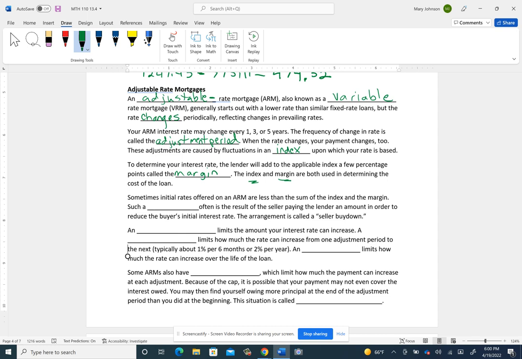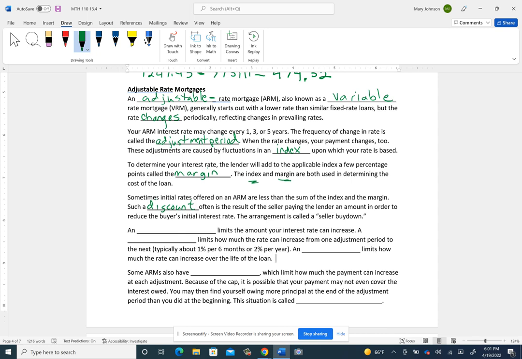All right, so sometimes your initial rates that are offered are less than the sum of the index and the margin. So sometimes the rate isn't just the index and the margin added, you get a discount. And the discount, this is actually where the builder sometimes comes into play. So sometimes the builder is anxious to sell and they'll offer a discount. So that'll lower your interest rate. It makes the loan more favorable to you.